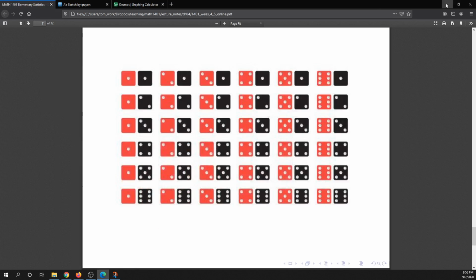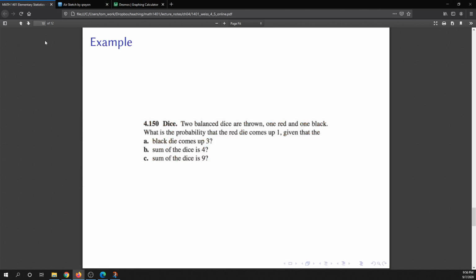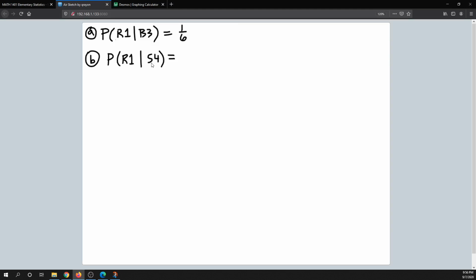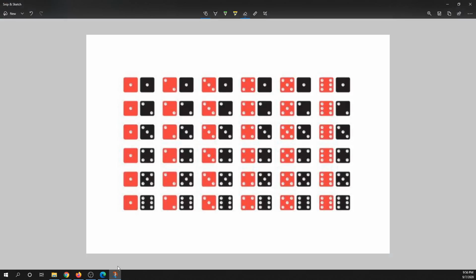All right, next one. In part B, they want to know what is the probability that the red die comes up to be a 1, given that the sum of the dice is 4. So probability of a red 1 given that the sum of the dice is 4. What I'm going to do is look at all of the rolls here. This is my sample space, all the outcomes that can happen when I roll a red die and a black die together. And I'm going to look at all the ones where the sum is 4.